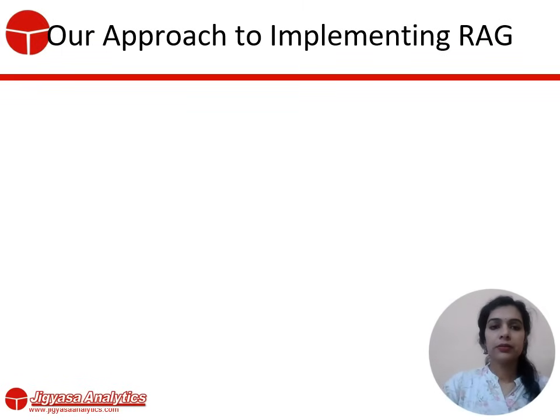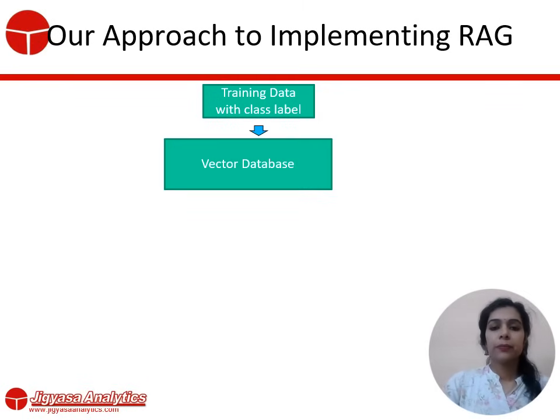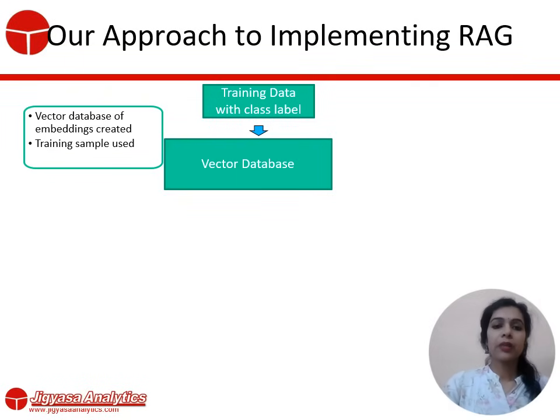Now look at how we implemented RAG for credit default prediction. We started by using training data labeled with class information. Each training record is converted into embeddings, and these embeddings were stored in a vector database. By the end of this initial step, we have a vector database which has embeddings of training records to serve as a knowledge base for the generative AI model.